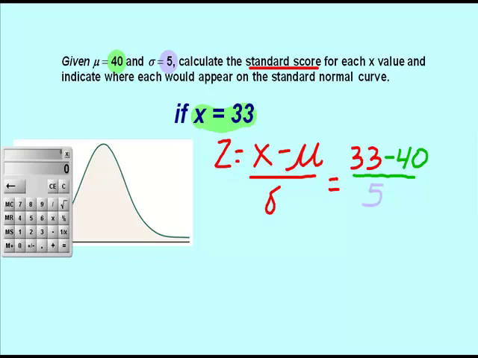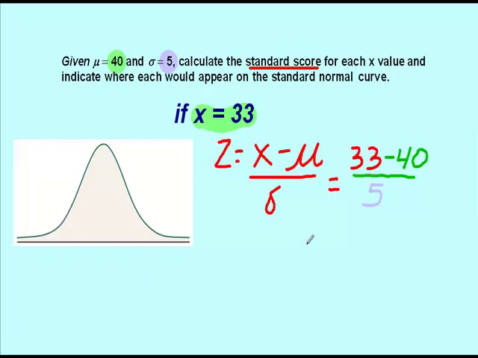Call up my rusty trusty calculator, and I will say 33 minus 40 divided by 5. Oh no, it's a decimal! Don't panic. Negative 1.4, which means that my z-score equals negative 1.4. What is a z-score? Well, yeah, it's a calculation and it puts it on a normal curve, but what is it?